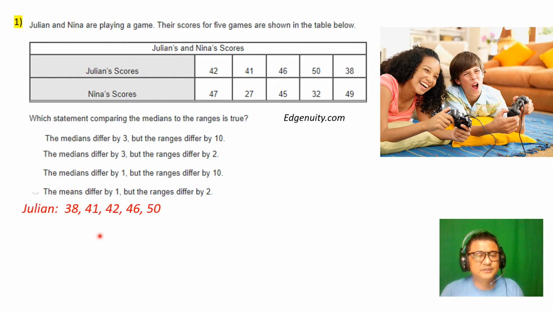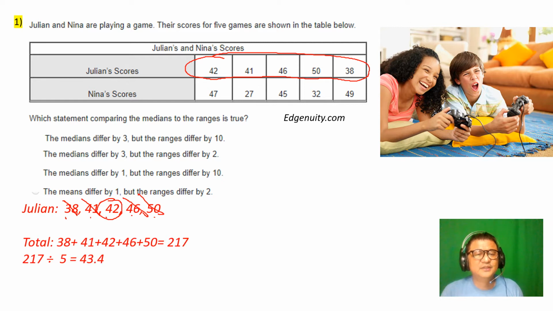So let's look at the median number first. First I arrange this in order. All right, now it's in order. 38 first, 41, then 42, then 46, then 50. Cancel on each side. The middle number is 42. Okay, next. We want to get the means, just in case this is true, right? So I add it up. I get 217. 217 divided by 5, I have 43.4.